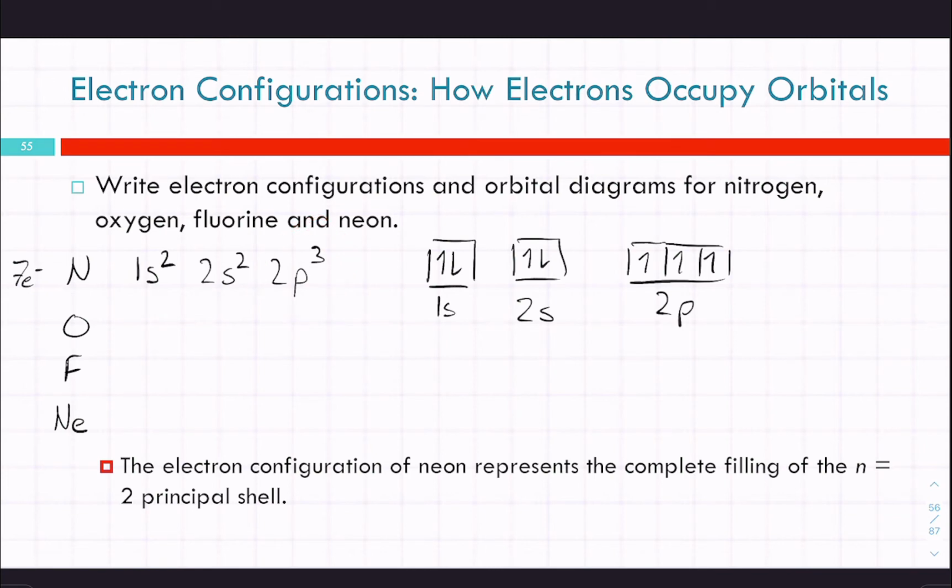So oxygen is 2p4. That means all of the electrons in oxygen are represented on the periodic table by all of the elements that come before it. If we're past hydrogen and helium, our 1s orbital is going to be full, so it'll be 1s2. If we're past lithium and beryllium, our 2s orbital is going to be filled, so it's 2s2. And then oxygen is the fourth element in the p block, so it's going to be 2p4.